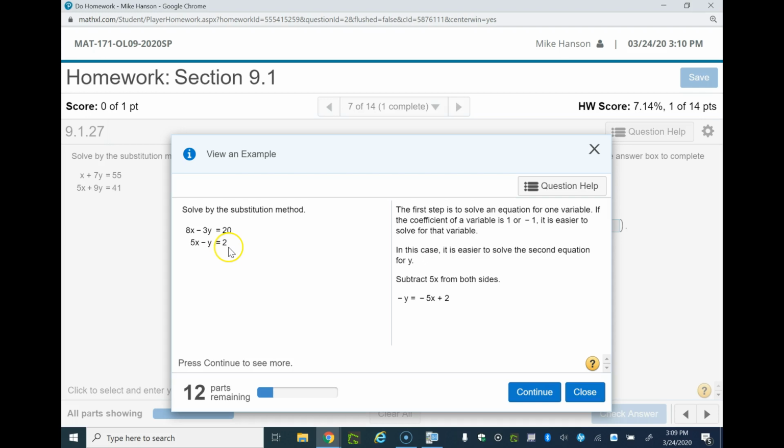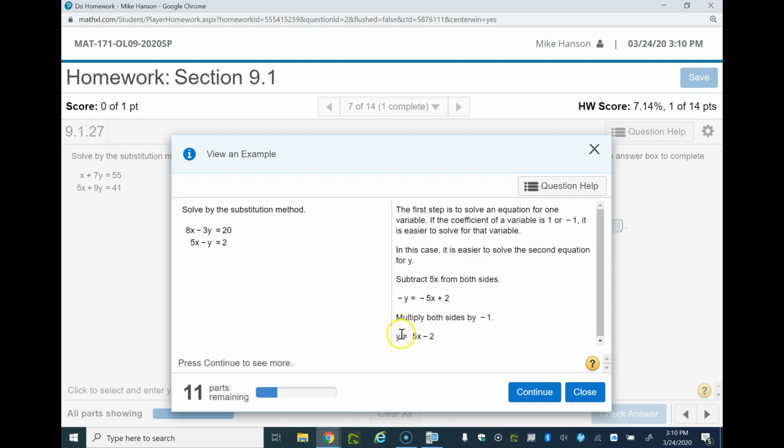So I move the 5x over by doing the opposite. Then I have to get rid of this negative sign. So I divide this by -1, -1, -1. That changes all the signs. So I should have y equals 5x minus 2 as we do here. So that's going to be what y is equal to.